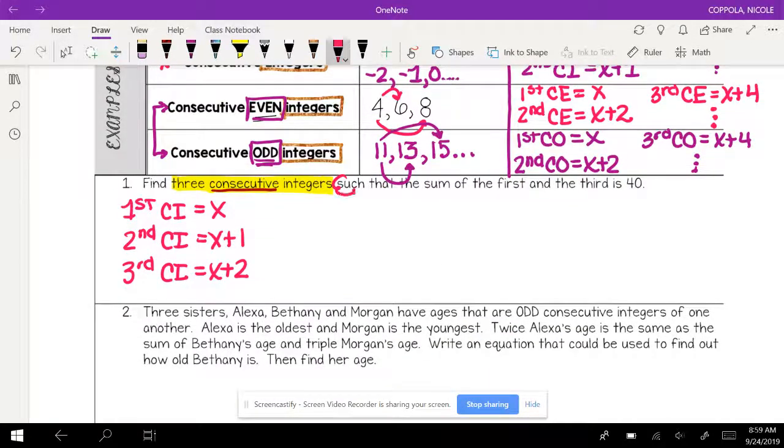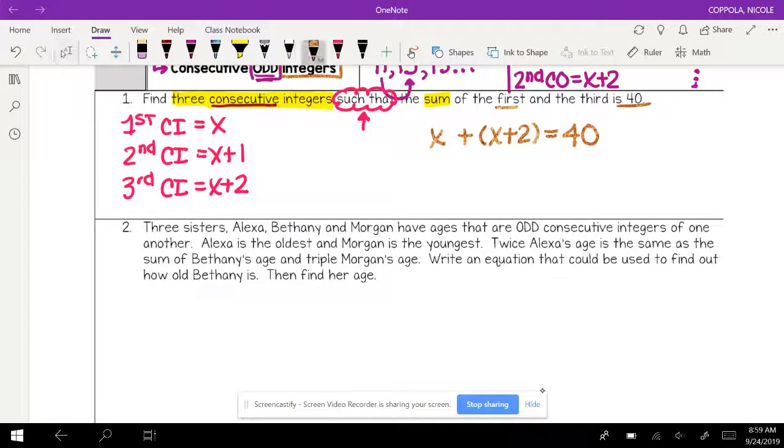Now, this "such that" is a clue to us that we need to write some form of an equation. All right, so the sum of the first and the third is 40. Sum means add. So I have to do the first, which is x, and the third, which is x plus 2, and it's 40. So this was a pretty easy setup. Now we just have to solve it. So x plus x is 2x, plus 2 is equal to 40.